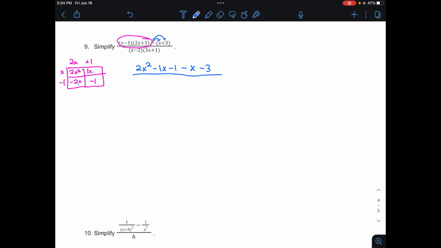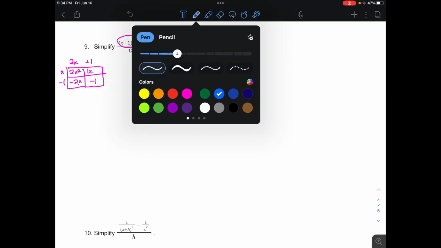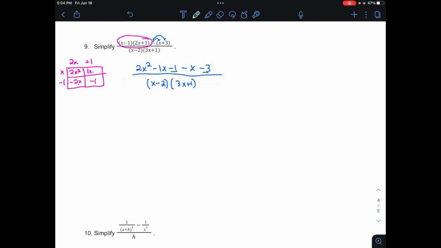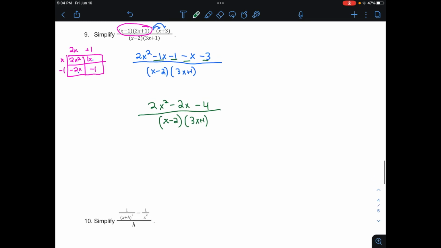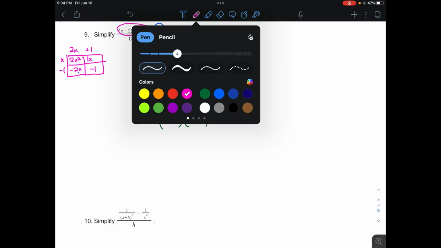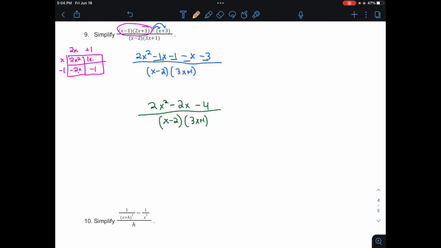Denominator I'm going to leave factored because it's not really going to benefit me to turn that into a bunch of different terms. The numerator we turn into a bunch of different terms because then when we combine those, for example, negative 1 and negative 3 is negative 4. Negative 1x and negative x is negative 2x. 2x squared is 2x squared. Okay, now I can look to maybe factor that quadratic again and see if anything's common and cancels. Hopefully it does, because this would be a much more interesting problem if it does.